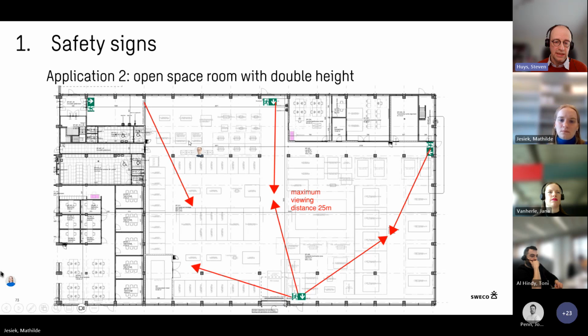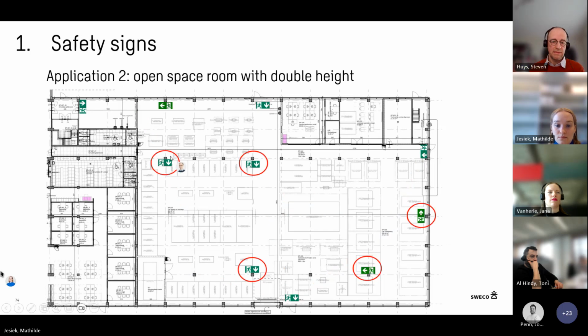Okay. Then again, look at the maximum viewing distance. So if you are positioned here, then you don't have a good view on this pictogram. If you are positioned here, you cannot see this pictogram. Okay. So then it's needed that you add certain safety signs here at these positions.